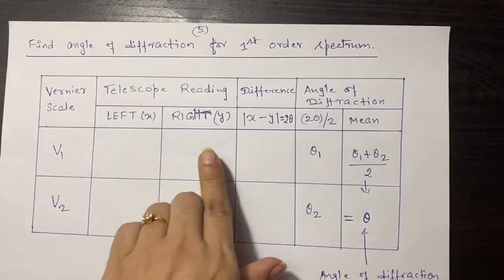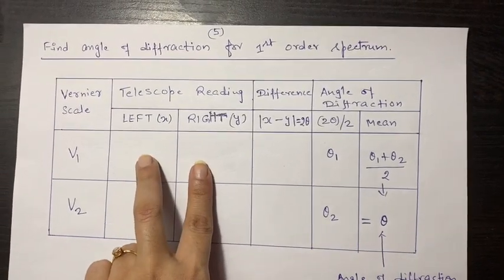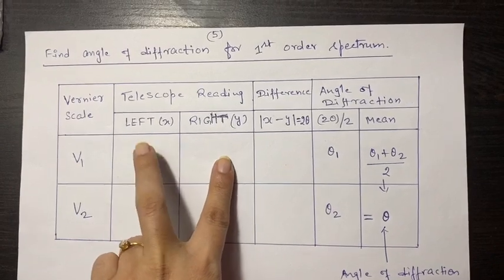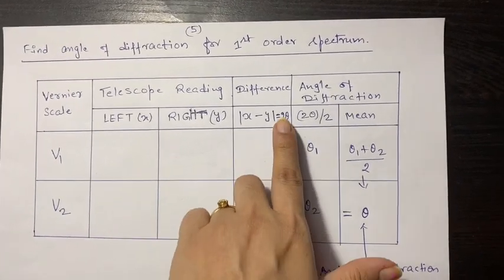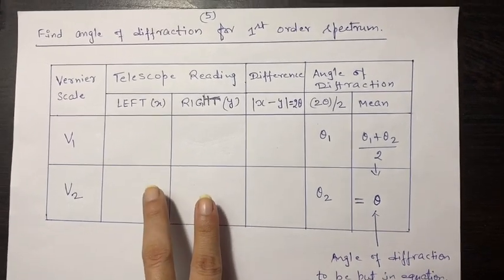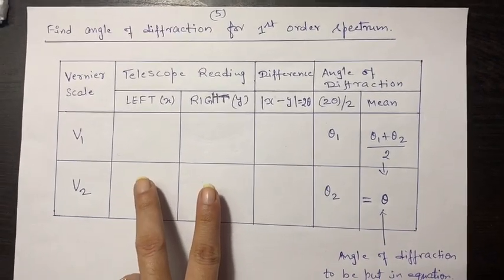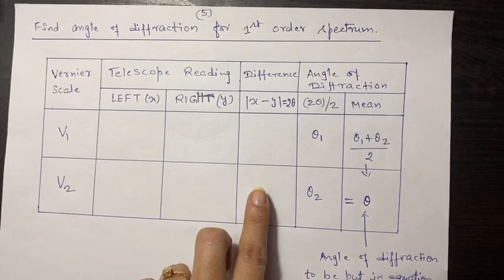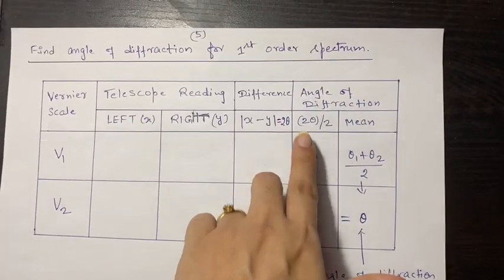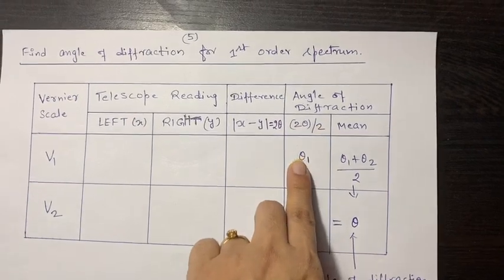Now the difference of these two readings, that is the reading of Vernier 1 on the left hand side and on the right hand side, will give the value which is twice the angle of diffraction. Similarly, the difference in readings of V2 on the left and right hand side will give the value which is twice the angle of diffraction. By dividing this by 2, we get the angle of diffraction.